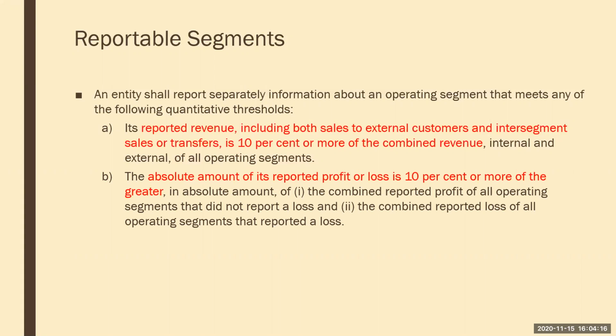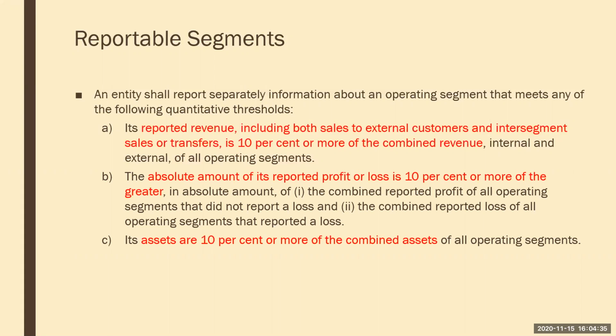B, the absolute amount of its reported profit or loss is 10% or more of the greater in absolute amount of the combined reported profit of all operating segments that did not report a loss, and the combined reported loss of all operating segments that reported a loss. And C, its assets are 10% or more of the combined assets of all operating segments. So there are three tests that we apply. Any segment that meets any of these thresholds must be reported separately.